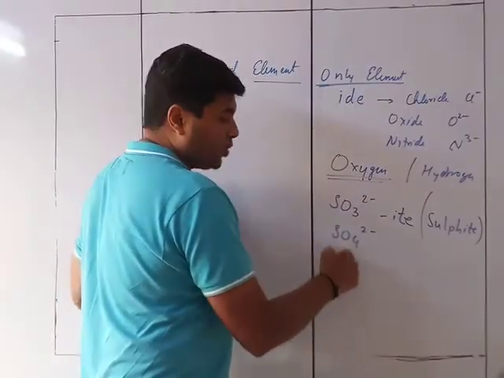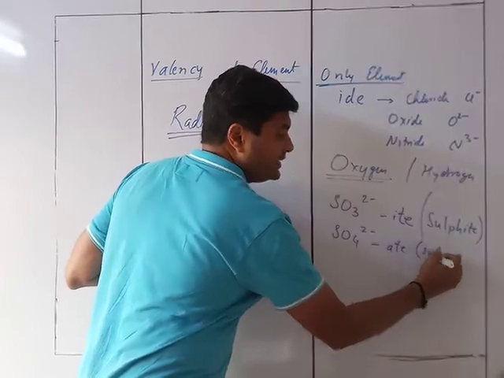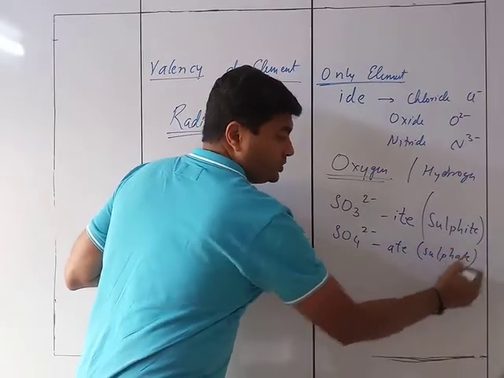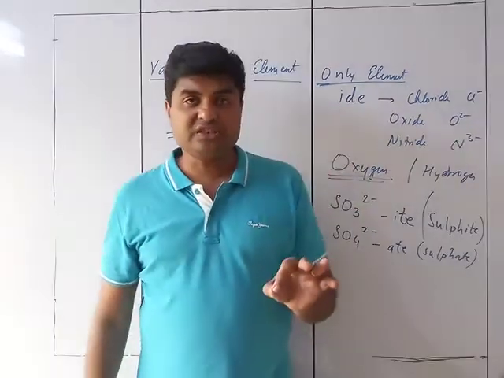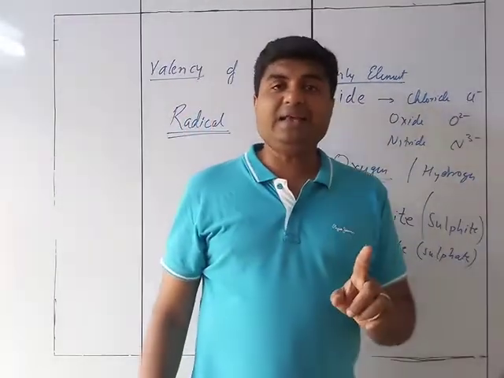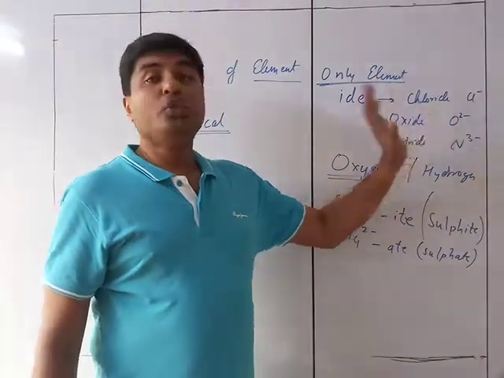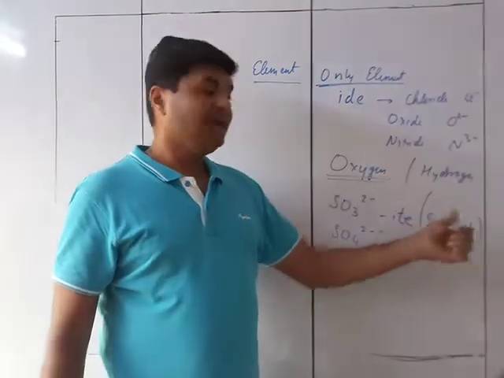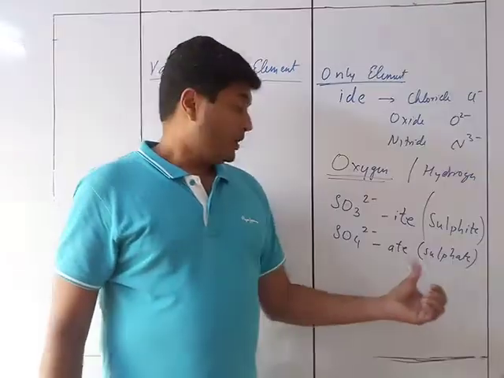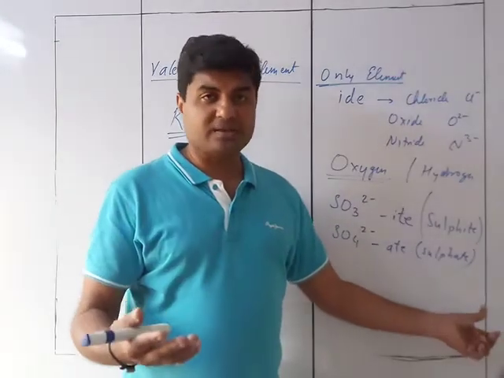Here the oxygen is more than this, so it means ATE. That's why this is called sulfate. So ITE for less oxygen, ATE for more oxygen. If no oxygen, IDE. Less oxygen, ITE. More oxygen, ATE. This is a simple way to remember this.